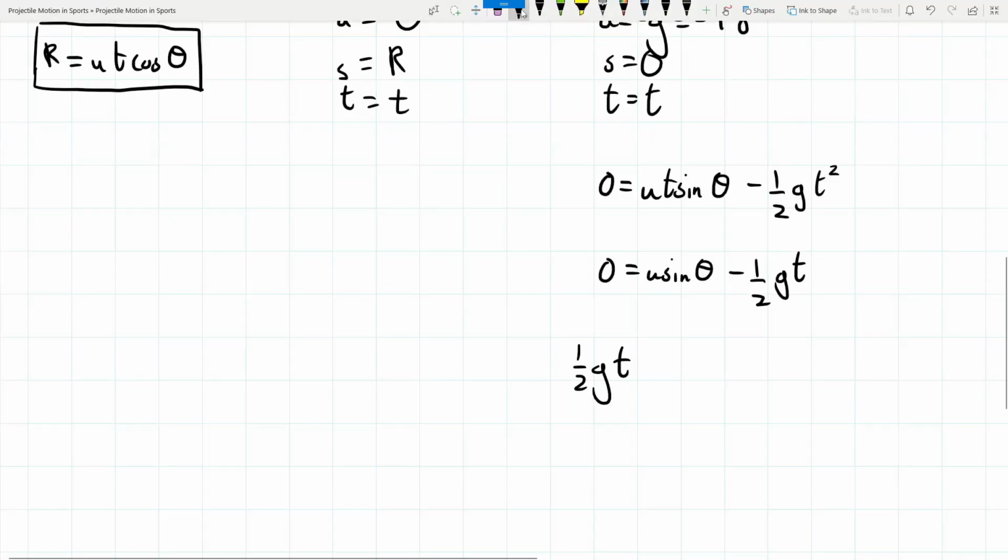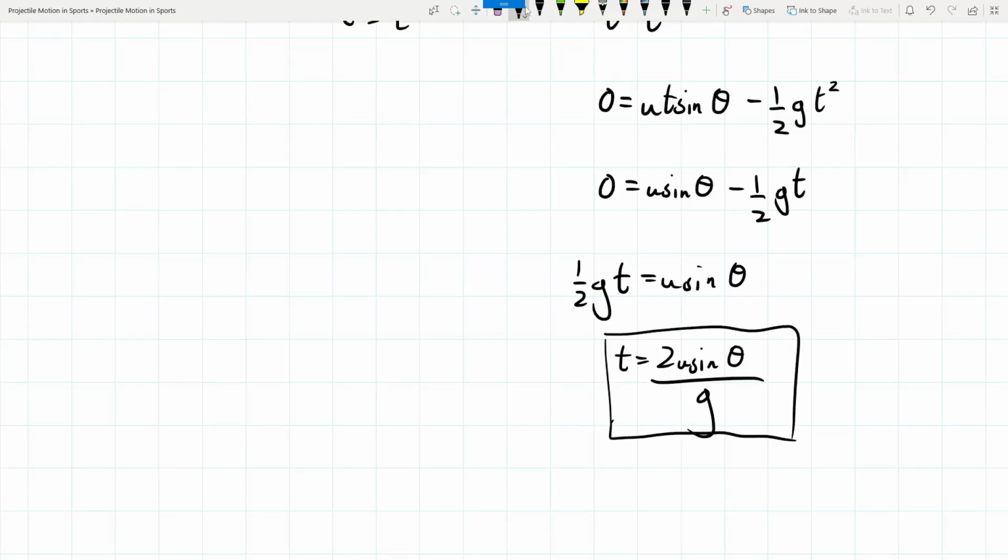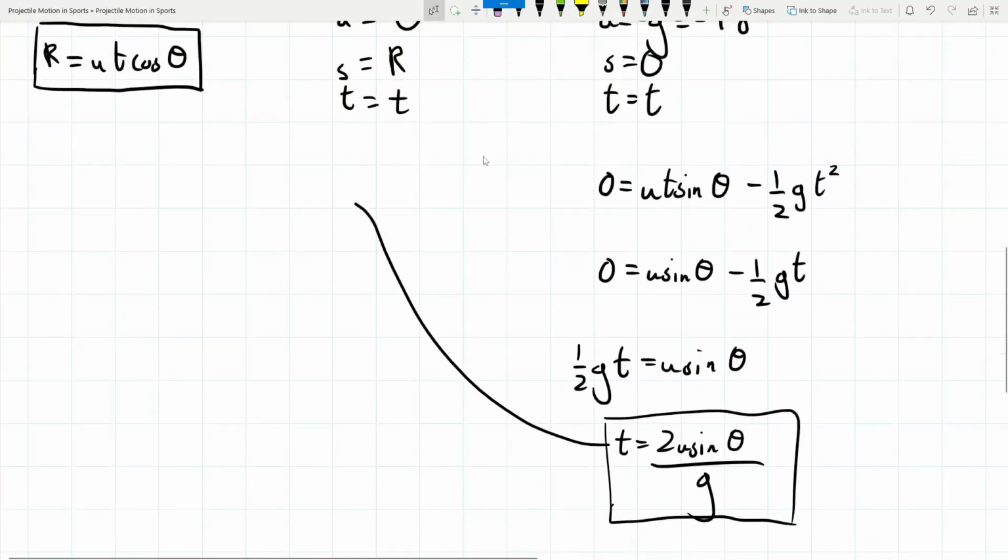A half gt² equals u sin theta. We're trying to find t by itself, so we can multiply by 2 on both sides and divide by g, and we get t equals 2u sin theta over g, right? So that's an equation for time for the vertical, the y direction. We're going to sub that in up here.